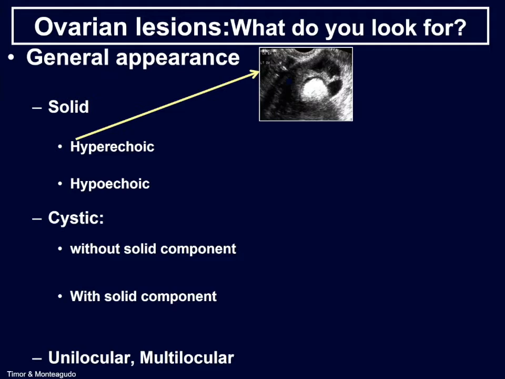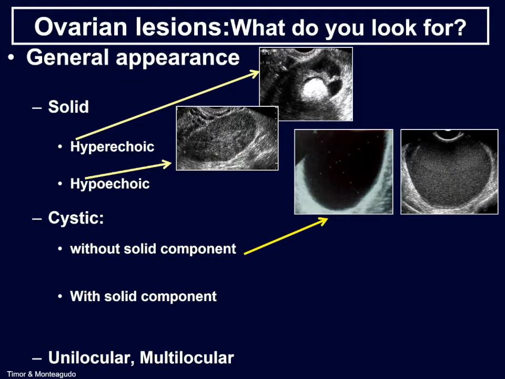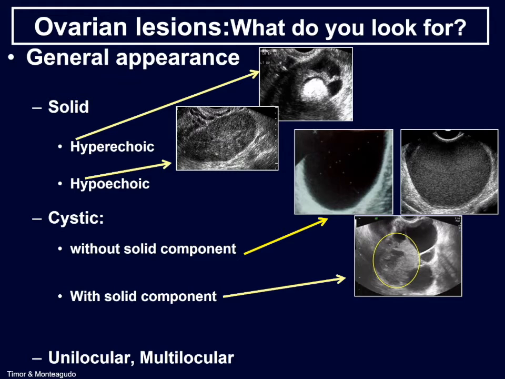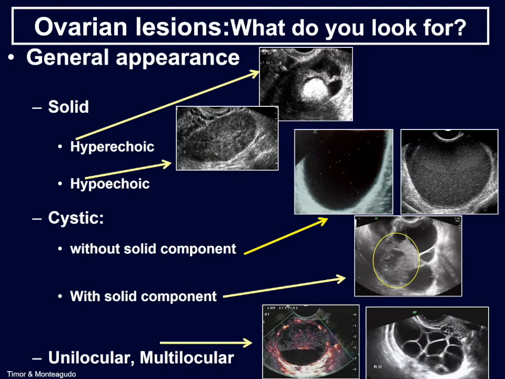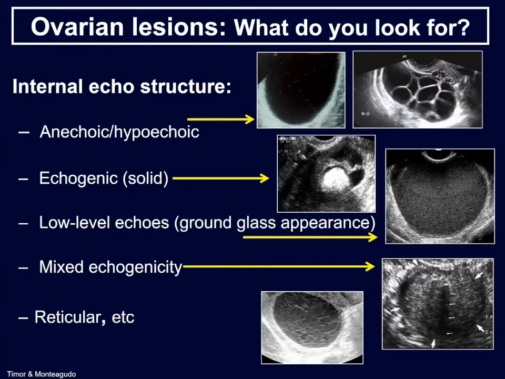You look at the general appearance. Are they solid? You can see that hyperechoic nodule there. Are they hypo or hyperechoic? Are they cystic without a solid component or with a solid component in it? And whether they are uni or multilocular. Keep in mind all these. You should also now concentrate on the internal echo structure, which may be again anechoic or hyperechoic, septated or non-septated, echogenic, or low-level ground glass appearance, like in an endometrioma, mixed echogenicity with a shadow in it, as you see there, and whether it's reticular in appearance.